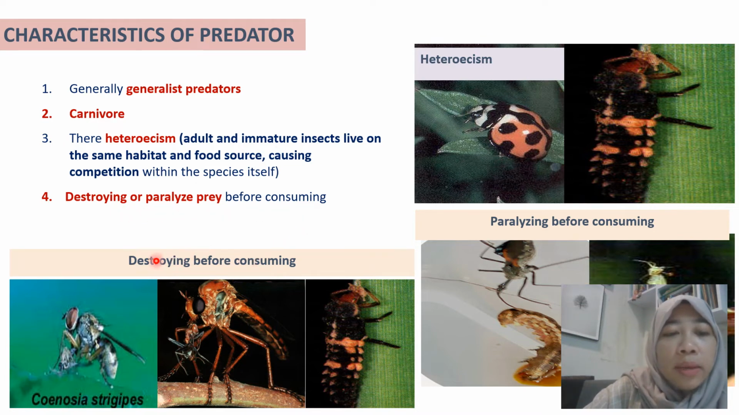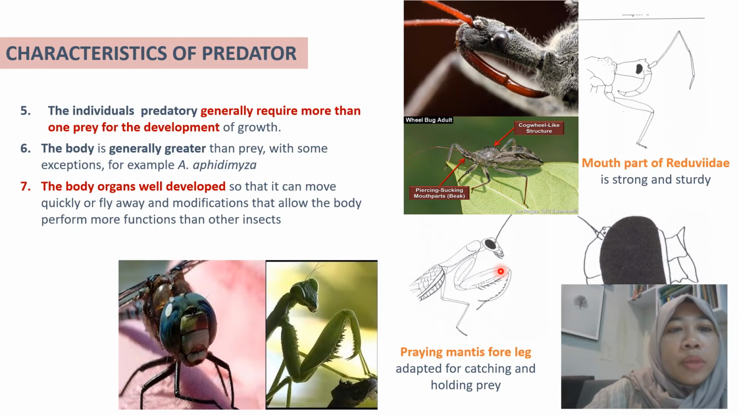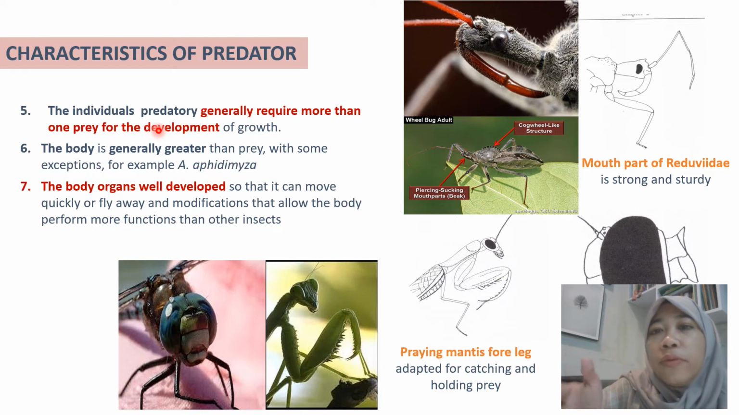And the fourth one is destroying or paralyzing prey before consuming. They destroy the pest before consuming. For example, like this, destroying, and some of the predators paralyze before consuming. And the predator generally requires more than one prey for development. It's really different from a parasitoid. A parasitoid only needs one host in each development, but the predator requires more than one prey in development.